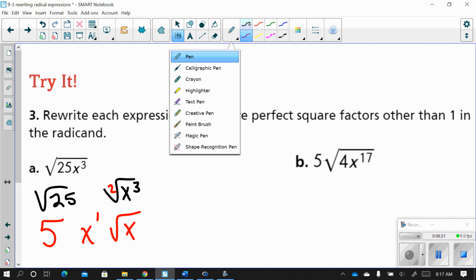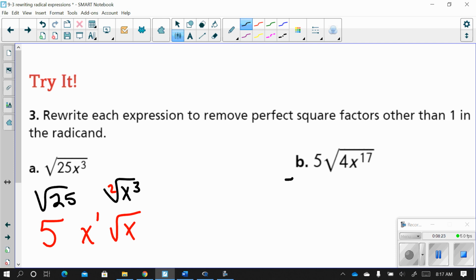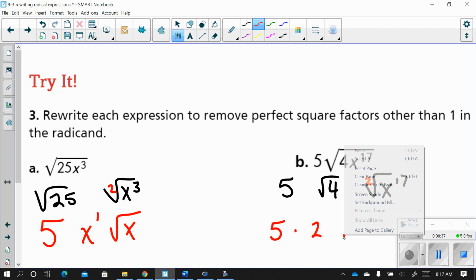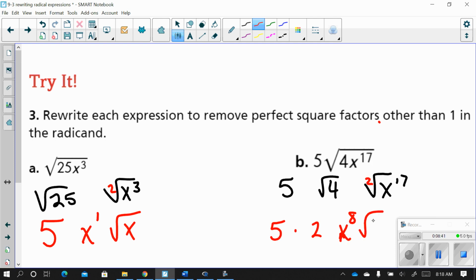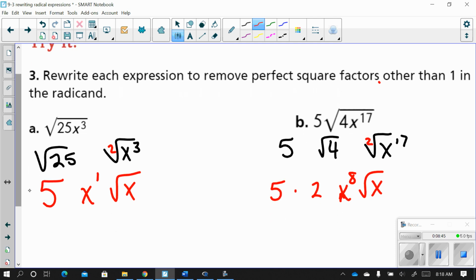Okay, letter B, again, you can break it down if you want. So I have 5, square root of 4, square root of x to the 17th. Okay, obviously, the 5 stays the same. Square root of 4, well, that's just 2. Okay, now I'm going to play with the x's. Remember, here's a 2. So how many times does 2 go into 17? 8 times. So I pull out an x to the 8th, and we had 1 left over. One more step. Let's combine everything. 5 times 2 gives me 10, x to the 8th, square root of x.